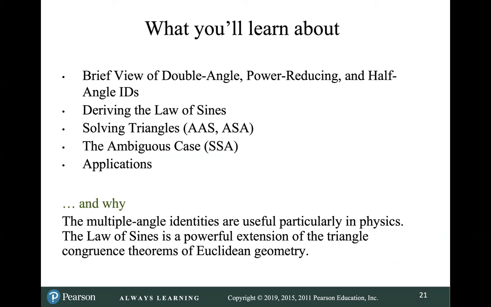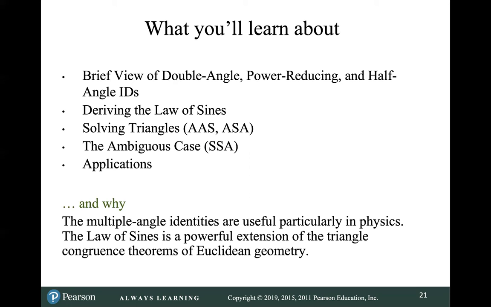So we're going to do a brief view of the double angle, power reducing, and half angle identities. Then we're going to derive the law of signs, look at solving triangles using angle, angle, side, or angle, side, angle. And then an ambiguous case, meaning that there could be two possible triangles when we're given a side, side, and angle. And then if we have time, we'll look at an application.